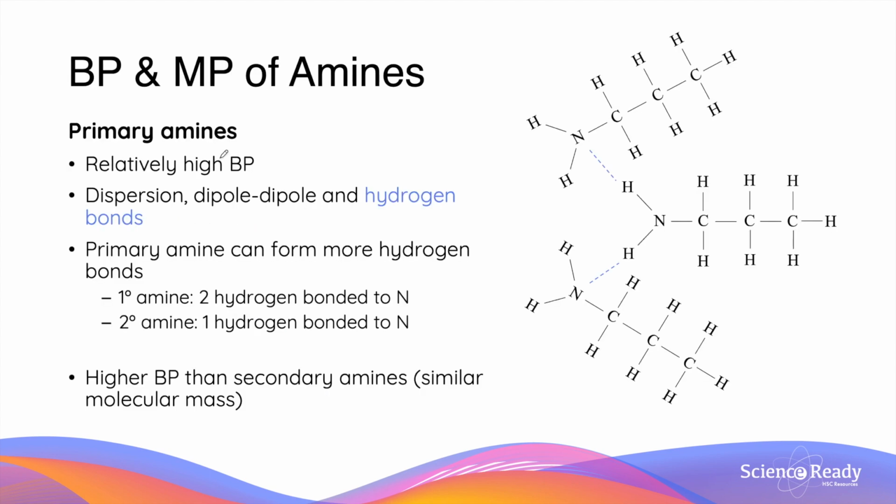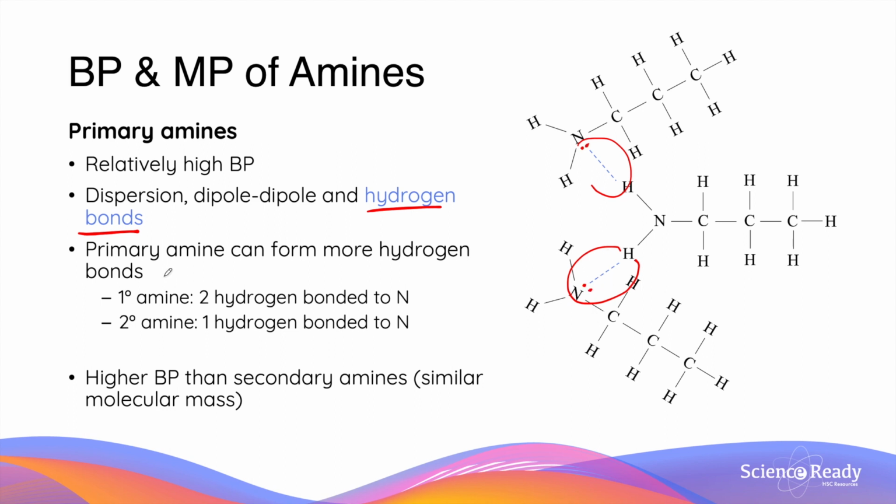Boiling and melting points of amines vary depending on the type of amine. Primary amines have relatively high boiling points, as they can form all three types of intermolecular forces: dispersion, dipole-dipole forces, and, more importantly, hydrogen bonds. As seen in the diagram, a molecule of primary amine can donate up to 2 hydrogen bonds, as it contains 2 hydrogen atoms bound to the nitrogen. In addition, it can also accept 1 hydrogen bond, as the nitrogen atom contains a lone pair of electrons that allows it to accept the bond.